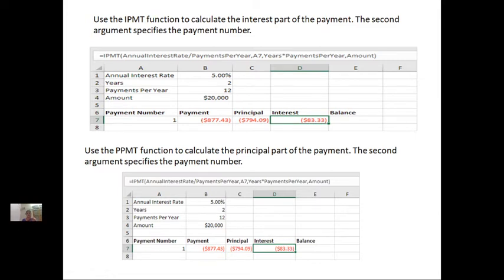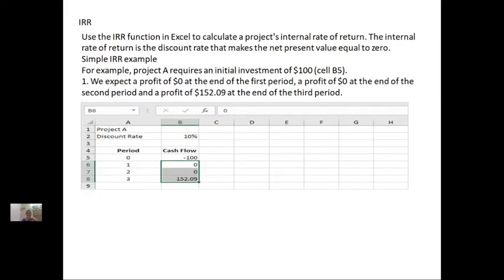Let us go to the next slide, that is IRR. This is again one of the financial functions. Use the IRR function in Excel to calculate a project's internal rate of return. The internal rate of return is the discount rate that makes the net present value equal to 0.